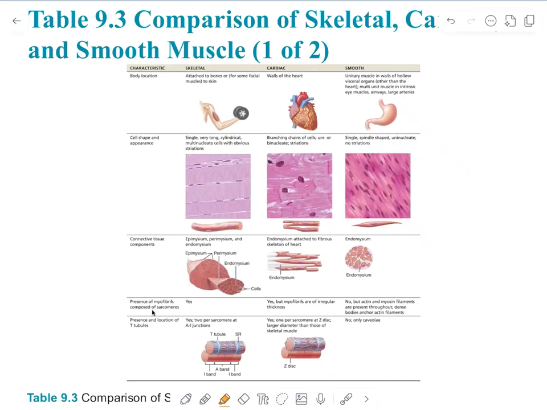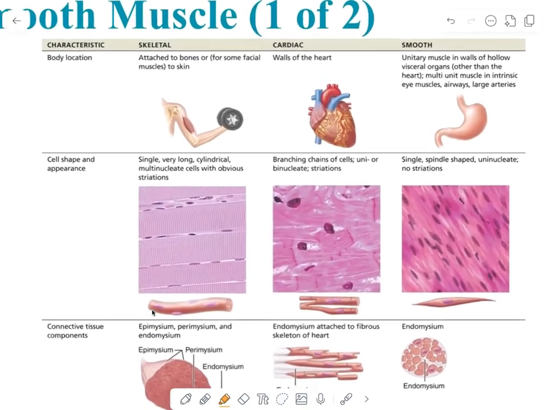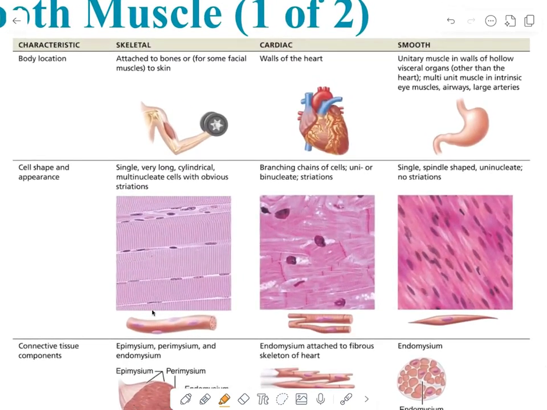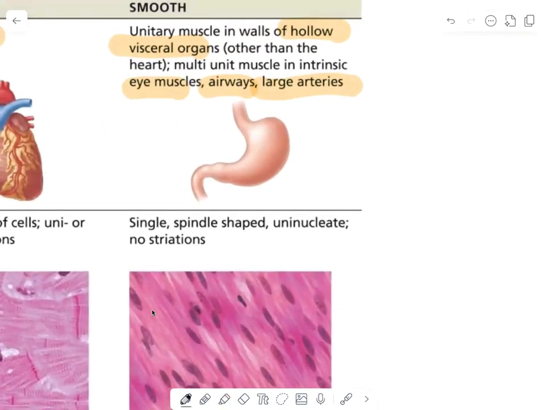There's a chart at the end of your chapter which shows the differences between the three types of muscle tissue, and it's very important for you to study from it. For the body location, skeletal muscle is attached to bones. Cardiac muscle is in the walls of the heart, and smooth muscle is in hollow organs like eye muscles, airways for respiration, and large arteries. We also find it in other blood vessels as well.